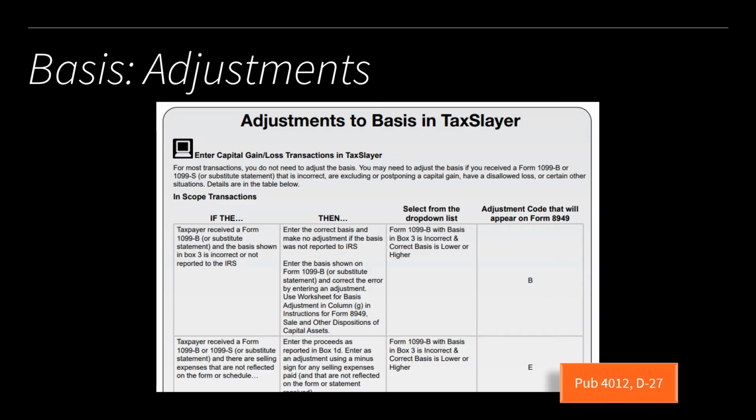And there's really a whole list of types of things that can cause a basis adjustment. There's a chart in Publication 4012 on page D27 that covers the kinds of basis adjustments that there are, how to enter them into TaxSlayer, and what the code on the Form 8949, which we'll look at in a little bit here, should be. So if you're in a situation where you think that there might be an adjustment to that cost, that basis, certainly be utilizing that Publication 4012.